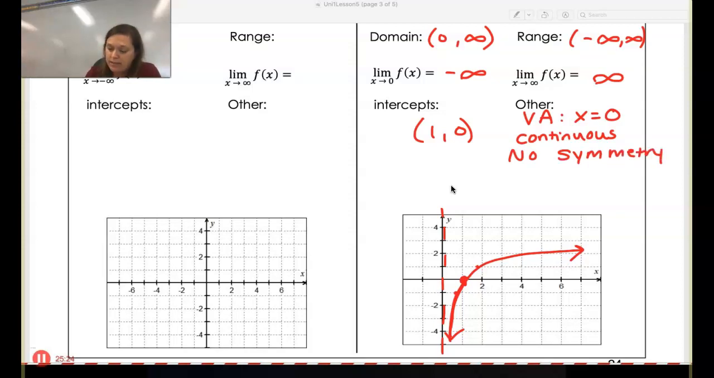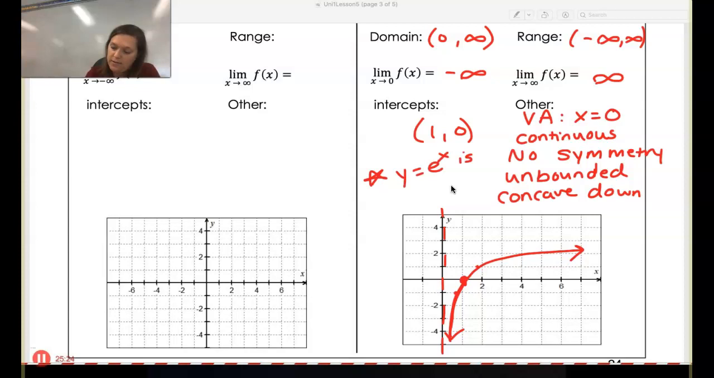Not bounded, right? So unbounded. There's no absolute max or min. This definitely is concave, I would say. Concave down. And then a note here would be that y equals e to the x is the inverse. So those two are inverses of each other.